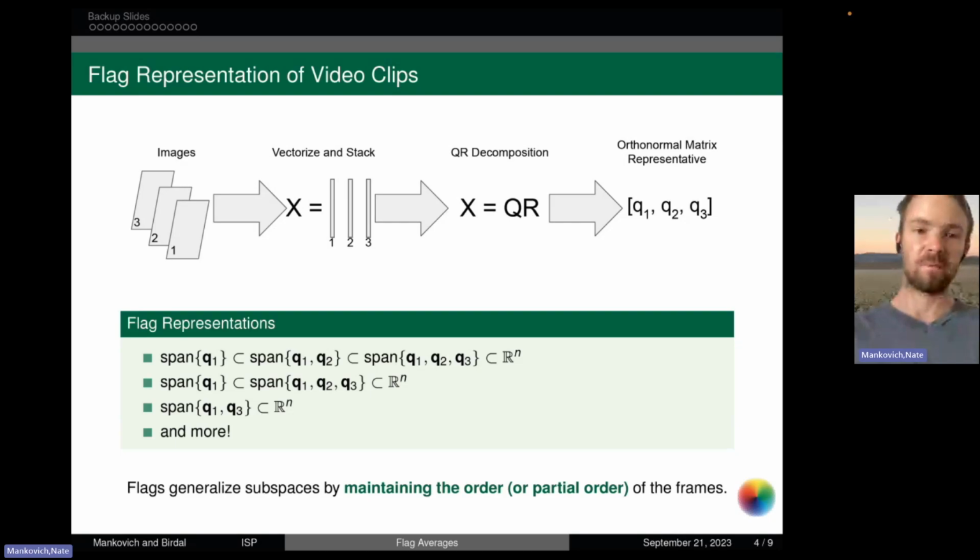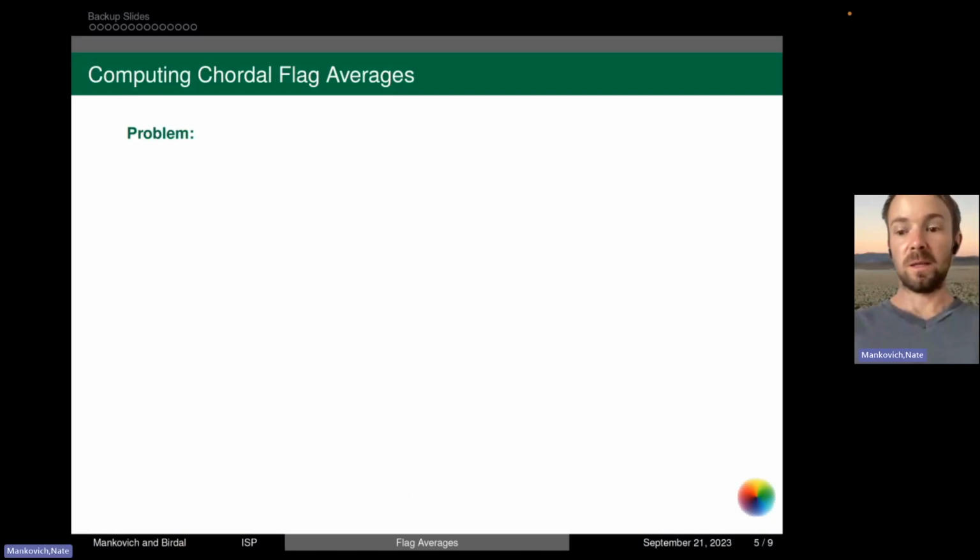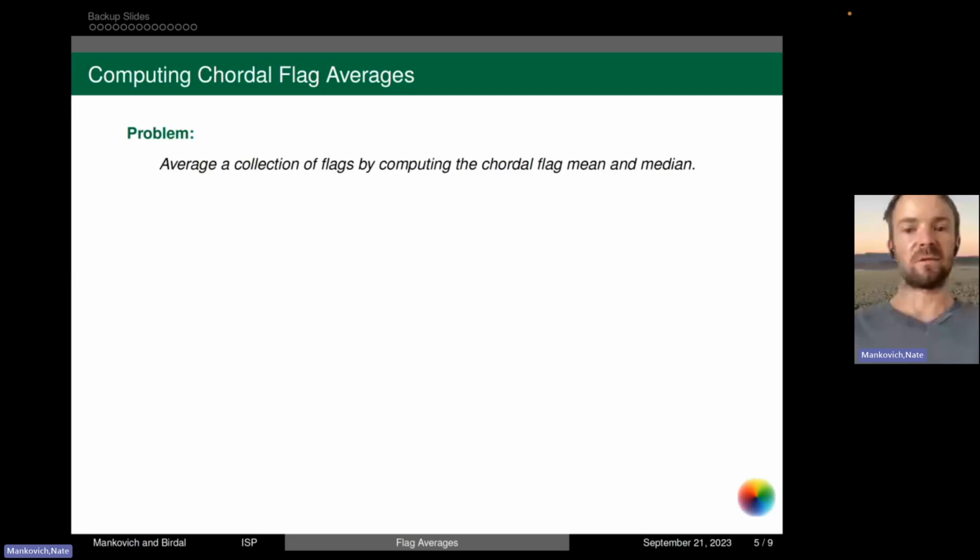So in this work, we did averages on the flag manifold with respect to the chordal distance. The flag manifold, by the way, is the collection of all flags of the same signature. The signature of the flag is just the dimensions of each of the nested subspaces. So our problem was averaging a collection of flags by computing the chordal flag mean and flag median.